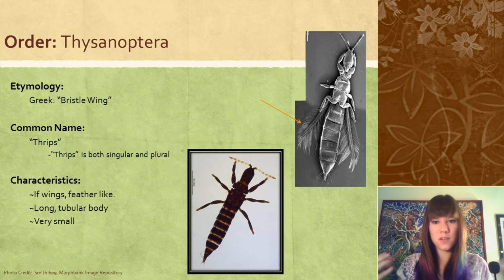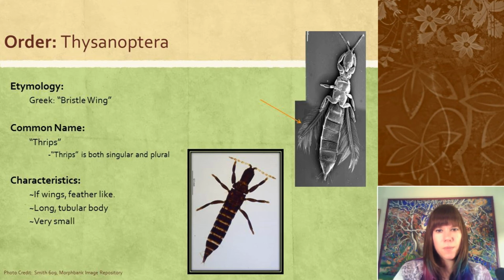Their characteristics are those feathery wings if they have them, and they're generally long and tubular, and they're itty bitty and really, really tiny. Their claim to fame, despite being so tiny, is that they're actually a pretty decent crop pest because they transmit a lot of diseases.